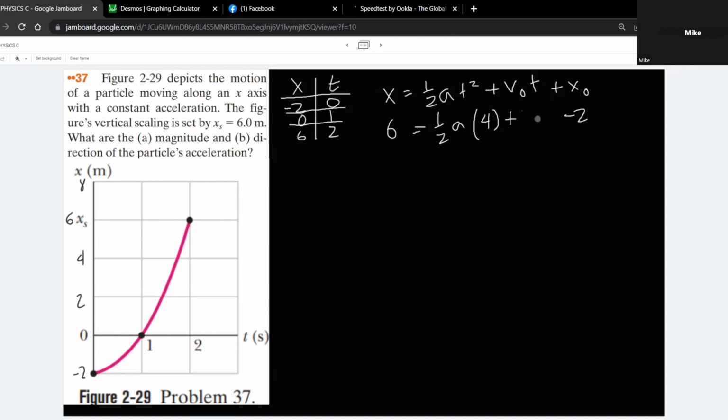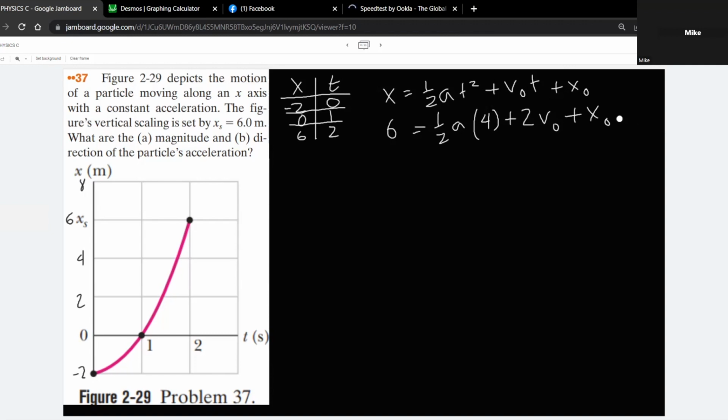Ginawa mo na yung 2, no? Plus 4 plus v sub 0, we don't know that. So, 2 times v sub 0. Tapos, iwan mo muna na plus x sub 0 lahat yan, kasi nag-conclude na tayo dyan eh. Gusto ko lang makita mo na 3 equations with 3 unknowns.